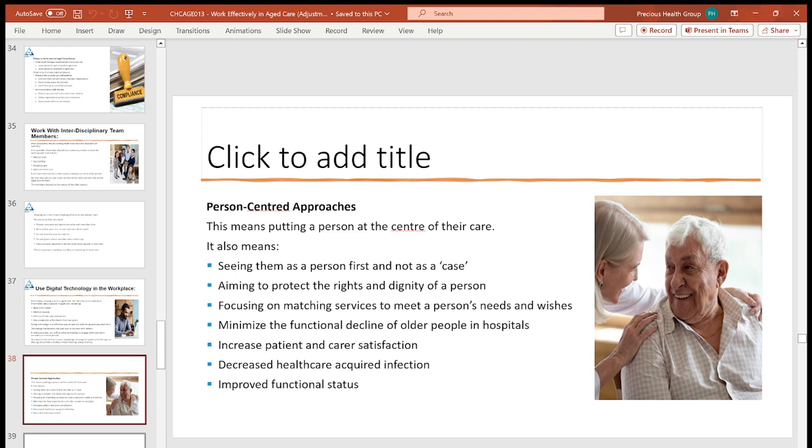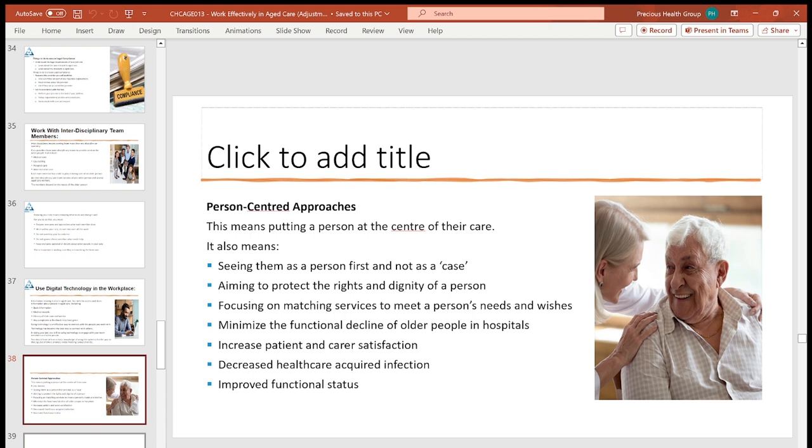As I said earlier, when working as part of a team, the person we are looking after is the client, the older person. We should provide what is called a person-centered approach. What do we mean by this? This means putting the person at the center of the care. That is, seeing them as a person first and not as a case, or an illness, or even an age. So aiming to protect their rights and dignity is very, very important. Focusing on matching services to meet the person's needs and wishes.